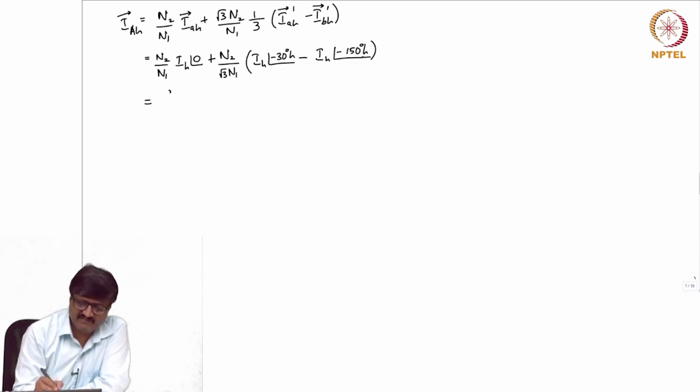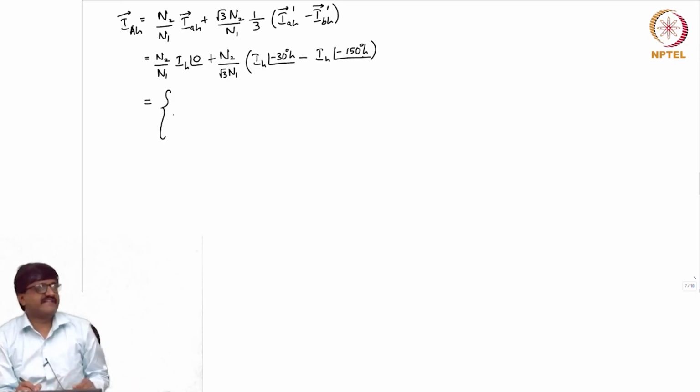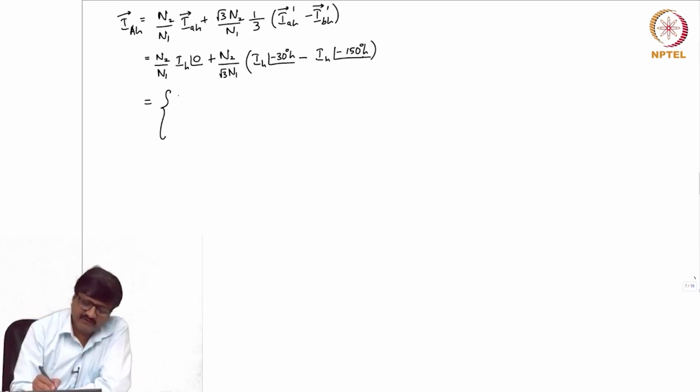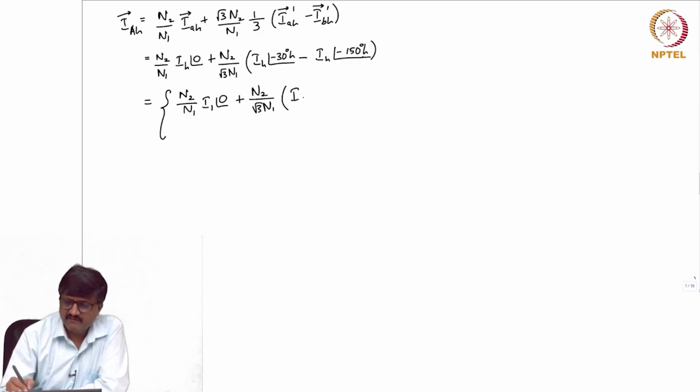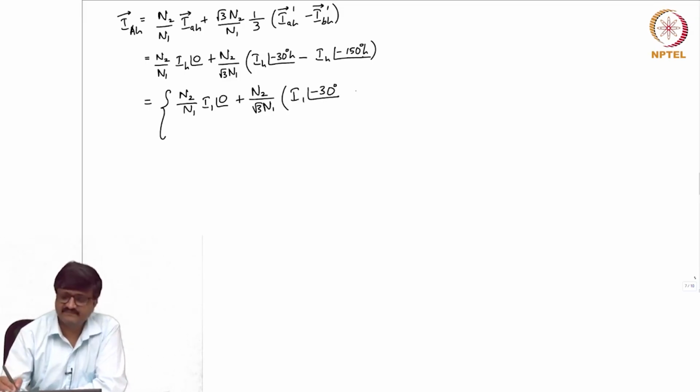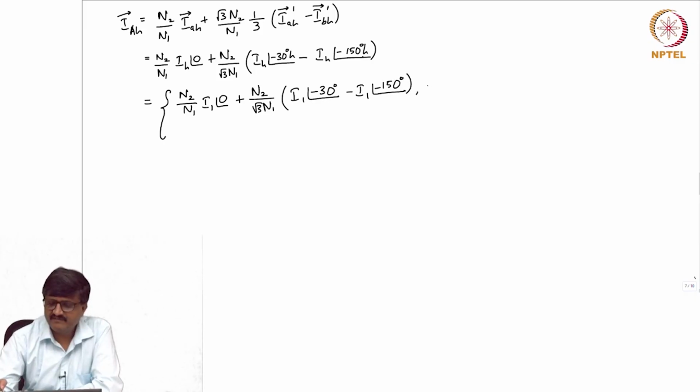The first special case is for H equal to 1. So when H is equal to 1, what I get is N2 by N1, and IH becomes I1, I1 at an angle 0, plus N2 by root 3 N1, IH becomes again I1 at minus 30 degree into H, which becomes minus 30 degrees, minus again I1 at minus 150 degrees. So this is the expression if H is equal to 1.